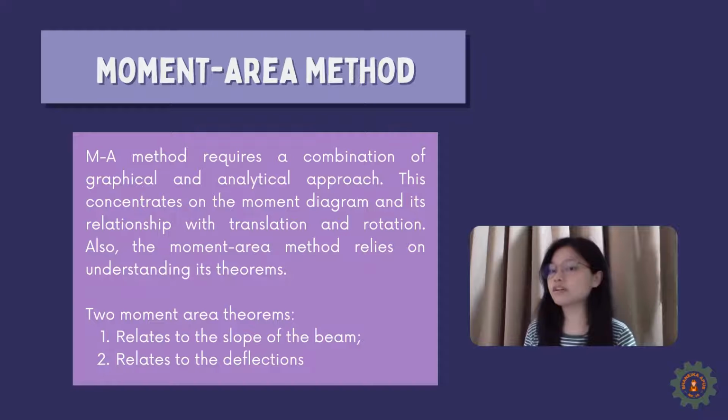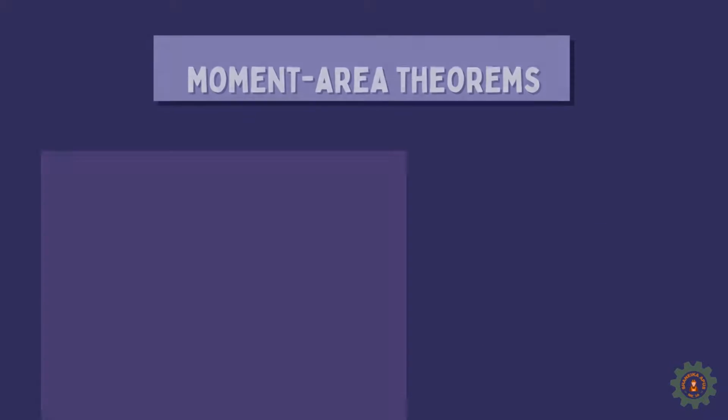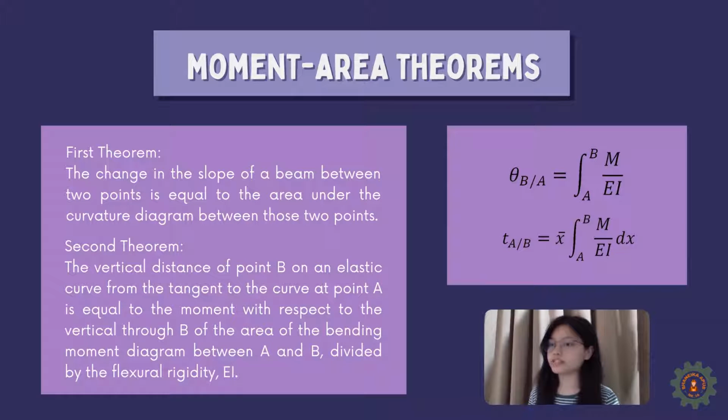Also, the moment area method relies on understanding its theorems. There are two moment area theorems, one that relates to the slope of the beam and one that relates to the deflections. These theorems provide a way to find slopes and deflections without having to go through a full process of integration. The first theorem states that the change in the slope of a beam between 2 points is equal to the area under the curvature diagram between those 2 points.